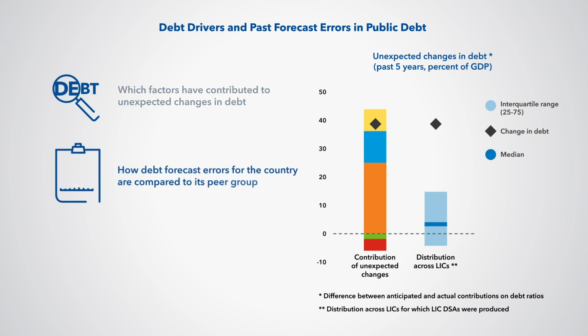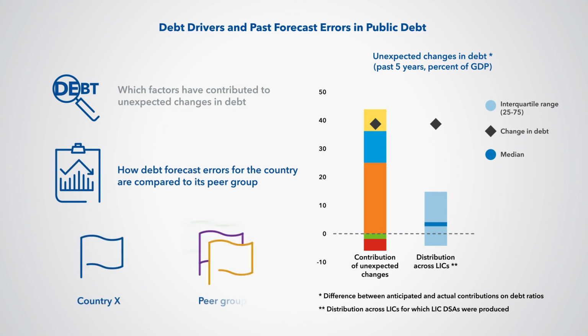Second, this figure shows how debt forecast errors for country X are compared to its peer group of other low-income countries. In this case, the forecast error for country X, as shown by the diamond, is a clear outlier because it is well above the distribution of forecast error in other low-income countries.